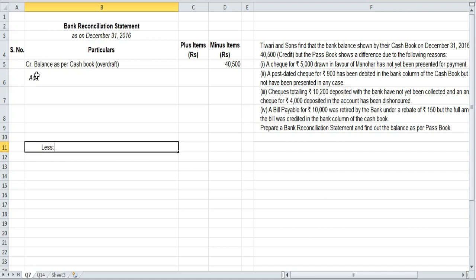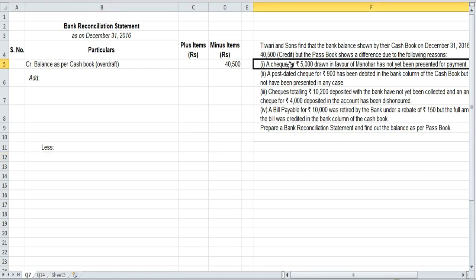Now here what we have learned is that we start with one book, and we have to match that book and bring it to the other book. So the other book is passbook. So here we have to move the cash book and bring it to the passbook amount.